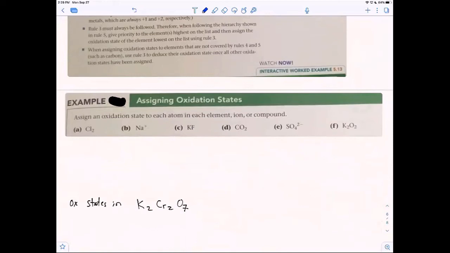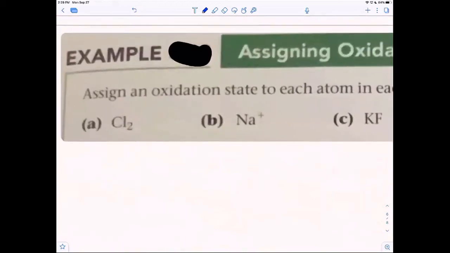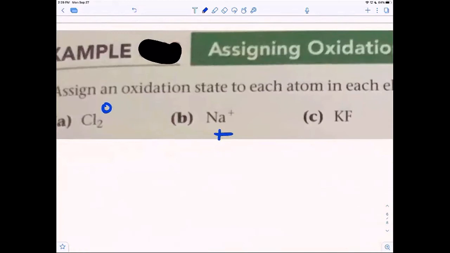Okay. So assign the oxidation states for each atom. So chlorine, it's a free element. Oxidation state is 0. Free element, rule number 1. Sodium is a monatomic ion. Its charge is +1. Monatomic ion is equal to charge.